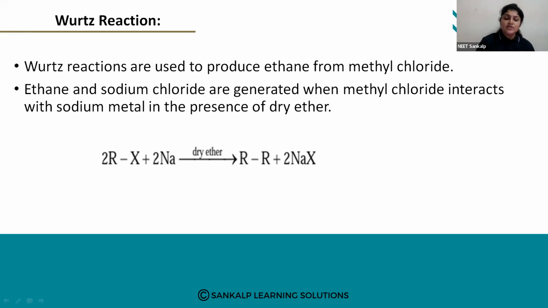So one more name reaction, it is the Wood reaction. So what is the Wood reaction? The Wood reaction is used to produce higher alkanes from alkyl halides. You can see in the reactants, 2RX, so you need to take 2 moles of alkyl halide. The 2 moles of alkyl halide are heated with sodium metal.